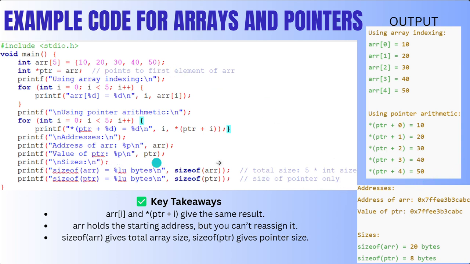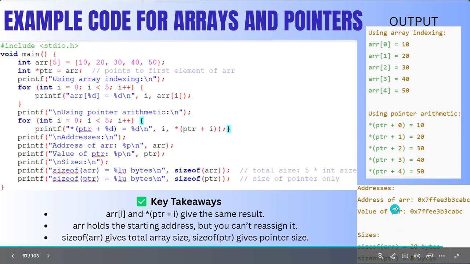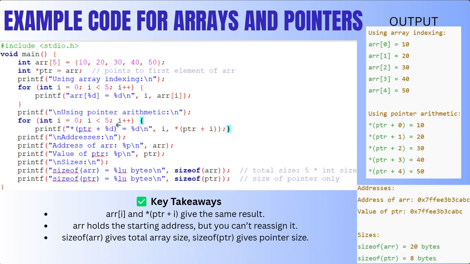Okay, and addresses, when we are printing the addresses in these two lines, the address of ARR is being printed, and the address of PTR is being printed. For the sizes, size of ARR is being printed as 20 bytes, because 5 into size of int, 5 into 4, is 20, and then size of PTR is being printed as 8 bytes, the size of a pointer only. Okay, so the key takeaways are ARR of I and PTR plus I will give the same result. ARR holds the starting address, but you can't reassign it. Size of ARR gives the total array size, size of PTR gives the pointer size.